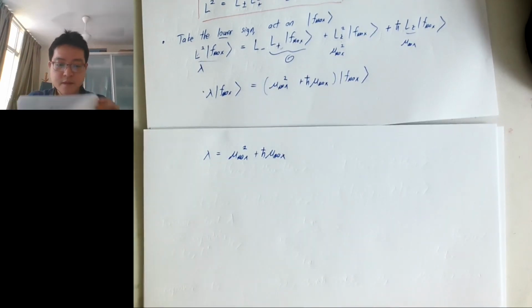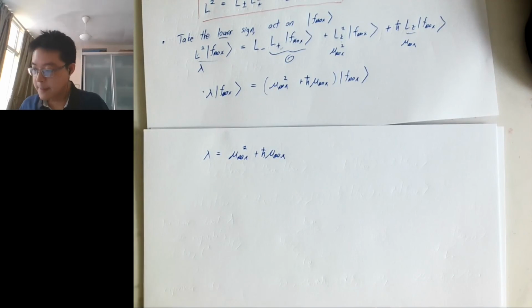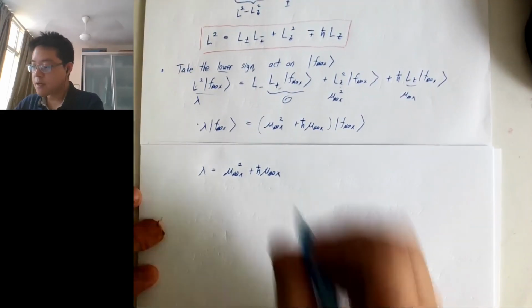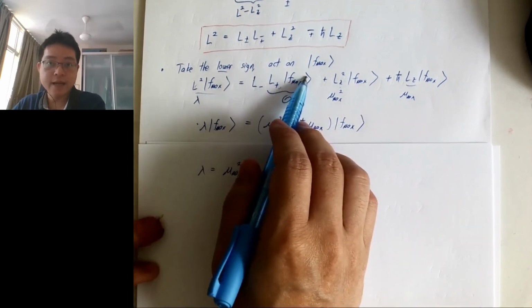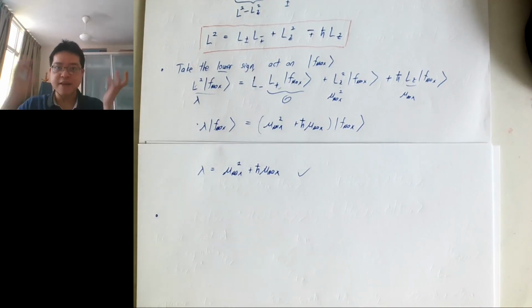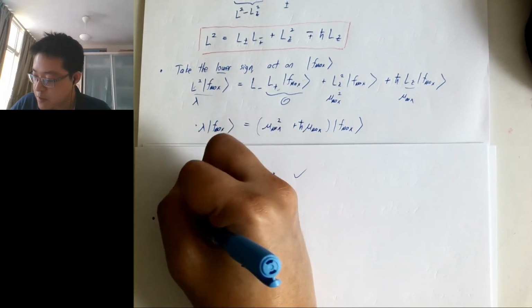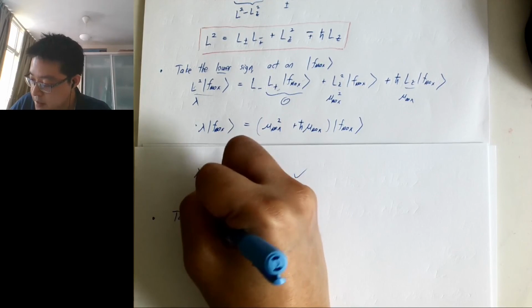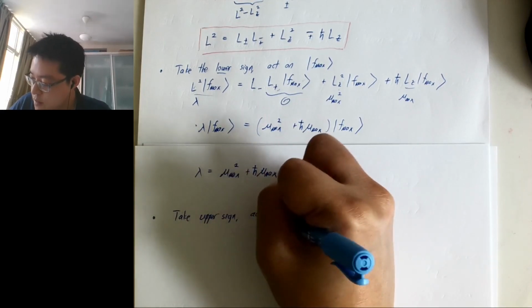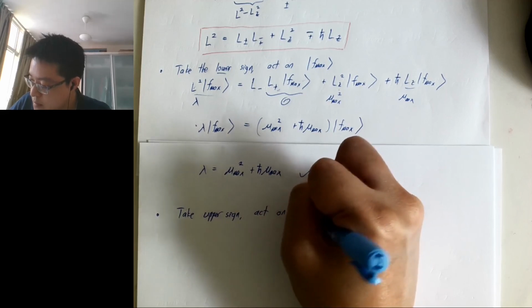Okay, so this is what we got by taking the lower sign and adding on F maximum. Then because up and down is kind of like the same, the same calculation will happen if I take the upper sign and then add this on F minimum now, right?